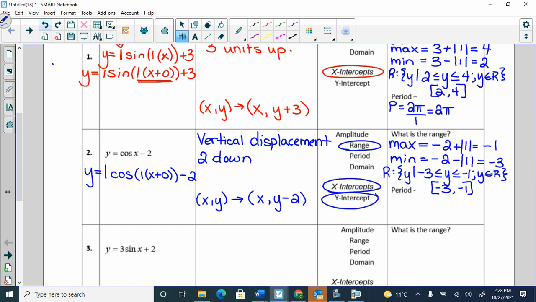What's the period of this one? Do I need to use the formula? No, you can use your knowledge. Your knowledge knows that it's 2 pi, and the only way it's changing is if there's a horizontal stretch. Is there one? Nope, so it stays the same. Can you use the period formula? Absolutely. 2 pi divided by, what's my b? My b is a 1, so it's 2 pi. Okay?